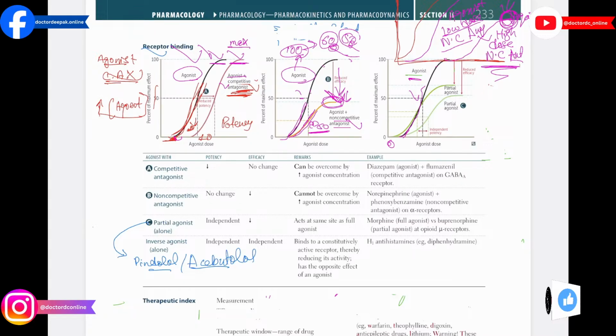It also has intrinsic sympathomimetic activity of the sympathetic system, but it has a side effect that is very important for the USMLE exam: pindolol is not used nowadays due to its side effect of angina, because this drug can cause angina through vasoconstriction.